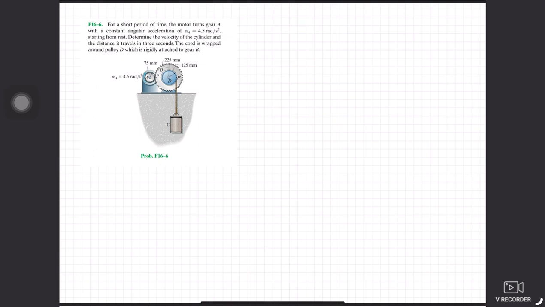For a short period of time, the motor turns gear A with a constant angular acceleration. Looking at this given fact, we can use equation 16.5, and it also says it's starting from rest, so that means the initial angular velocity is 0. The problem asks us to determine the velocity of the cylinder and the distance it travels in 3 seconds, which is v and s in 3 seconds.